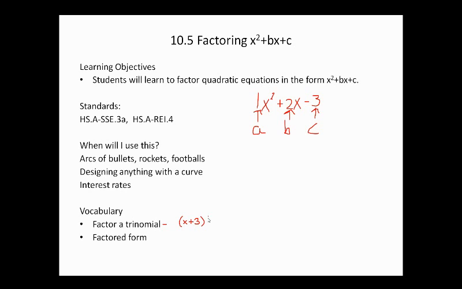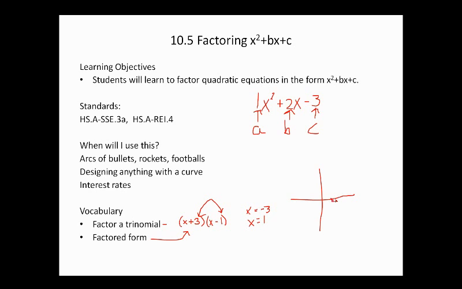So x plus 3, x minus 1, that's factoring it. And those numbers right there, if you solve it, see that's factored form right there, and if we solved it, we'd end up with x equals negative 3, x equals 1.